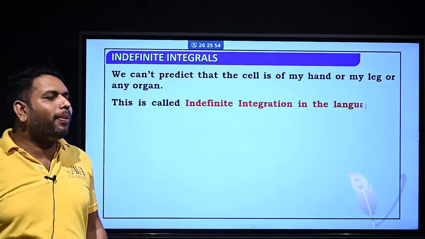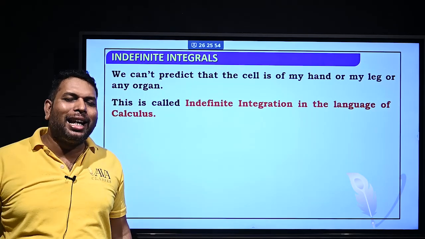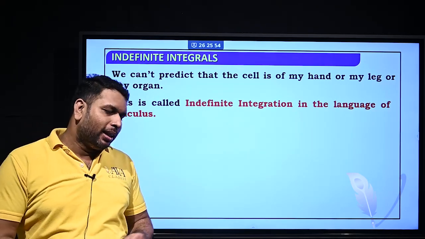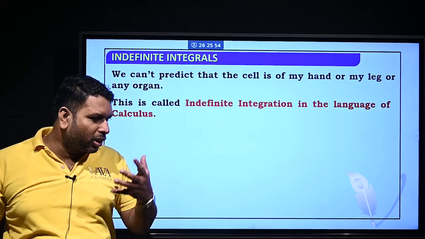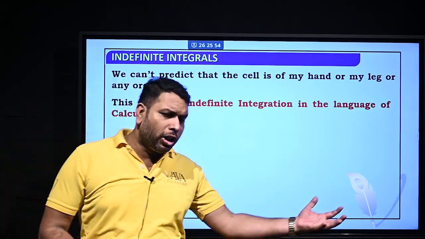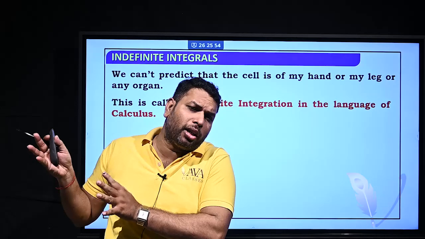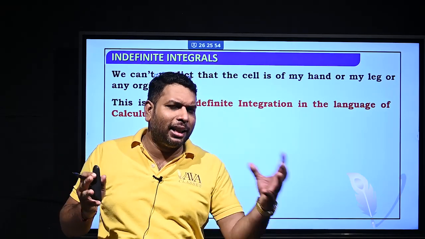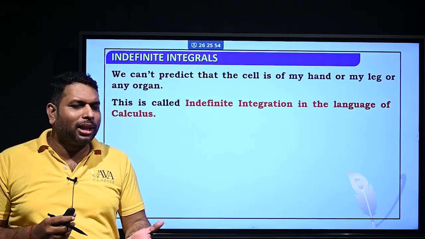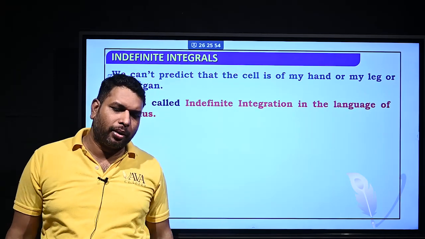This is called indefinite integration in the language of calculus. That is, if you break something, that is called derivative, and joining this thing to make that thing is called the reverse process of derivative, that is integration. This is all about things that matter in calculus.